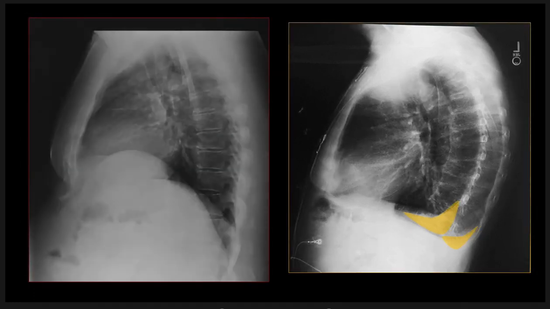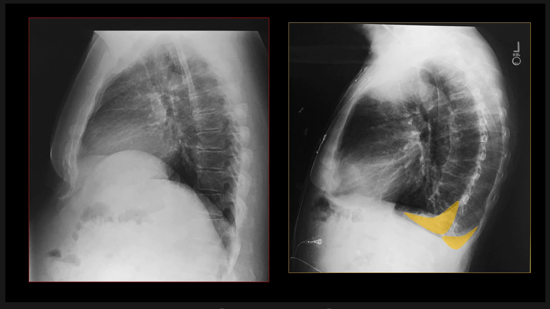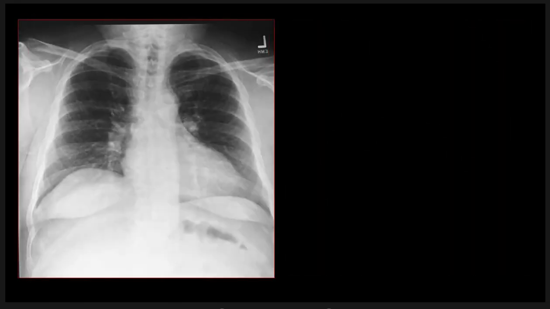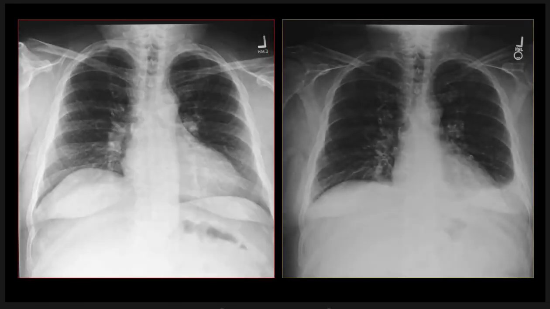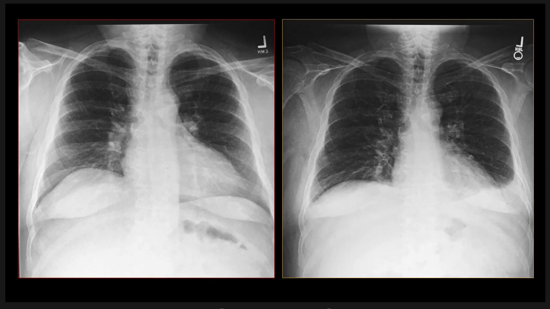And I'll show you here what a normal costophrenic sulcus is going to look like. It's got that downward sharp dip to it, so that is normal. All right, and again, comparing side to side, normal here in the red versus abnormal, blunted in the orange.